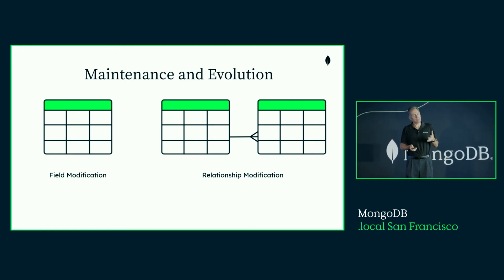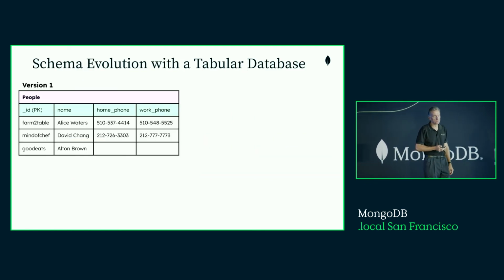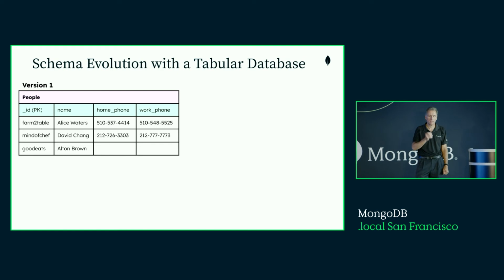It becomes a bit dicier when you try to modify a relationship. You have a one-to-one relationship, two pieces of information in the same table. You're trying to maybe do a one-to-many, or you have a one-to-many and you're trying to do a many-to-many. Those are very difficult modifications in a relational database. So let's look at what you would have to do with a relational database.